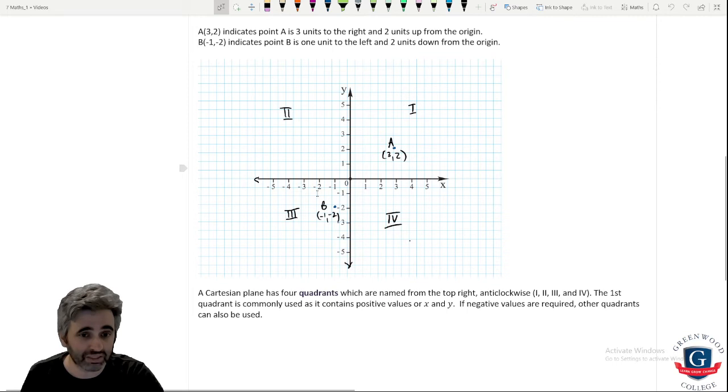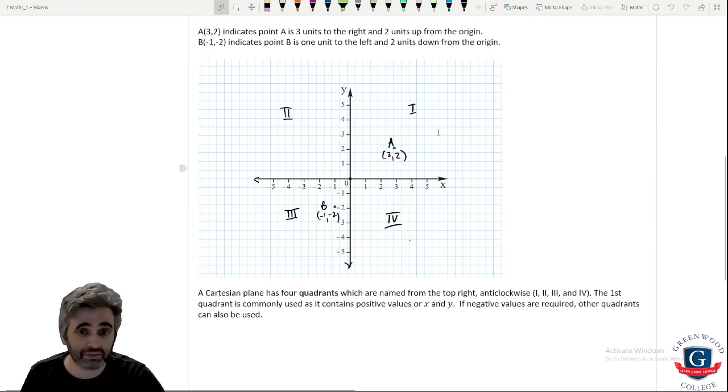Now similarly, we can define point B by starting at the origin, going across -1, and then going down 2, which would get us to the point (-1, -2). Now you can see that each time it's important that we start our thinking at the origin and then work horizontally first and then vertically.